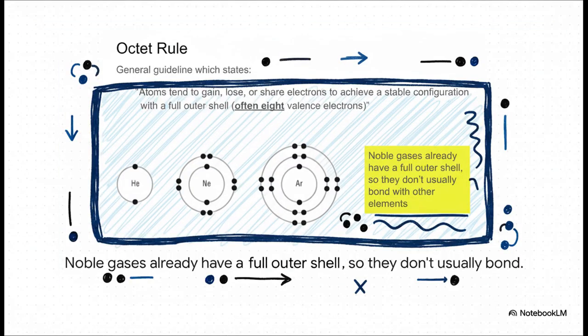And if you want to see what that ultimate stability looks like, well, look no further than the noble gases. You know, helium, neon, argon. These guys are the VIPs of the periodic table. They're just born with a full outer shell of electrons, so they have absolutely no reason to bond with anything. They're perfectly happy all on their own. They've already won the game that all the other atoms are trying to play.